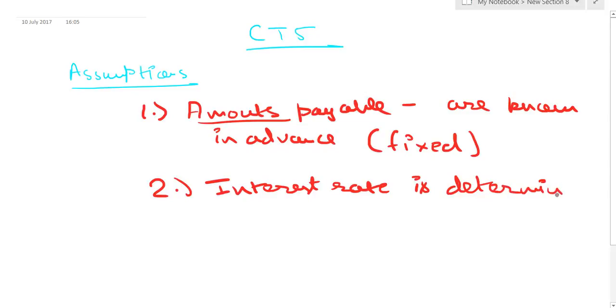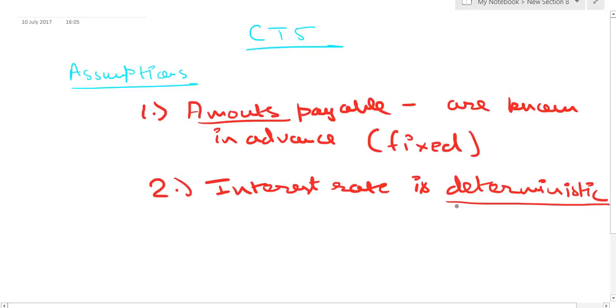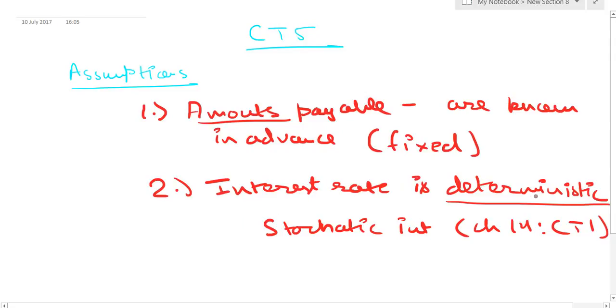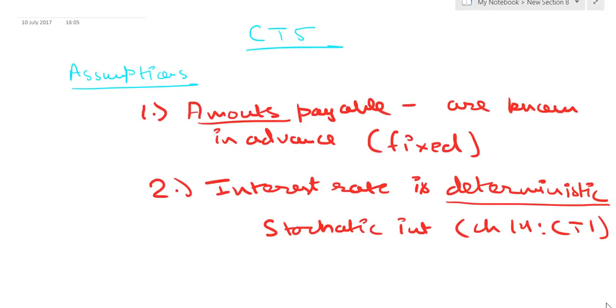Now we all know that the interest rate in an economy keeps on changing, but here for the sake of subject CD5, we will assume it to be constant over years and known in advance. In subject CD1 we had discussed stochastic interest rates, which was chapter 14 of CD1, but we will not be taking these into account here. This will only be a discussion of deterministic interest rates. Okay, so that is what the assumptions of this subject are. Now I will move on to the mathematics of this subject.